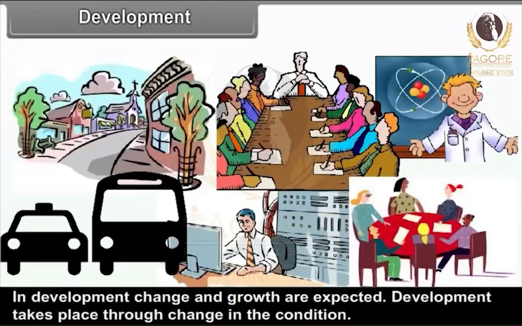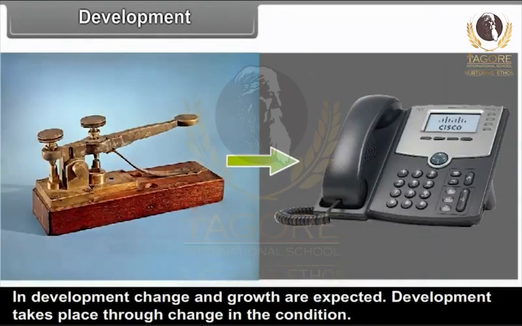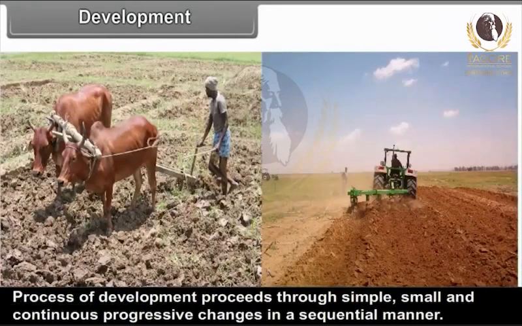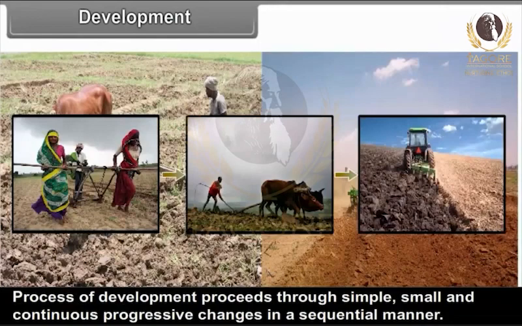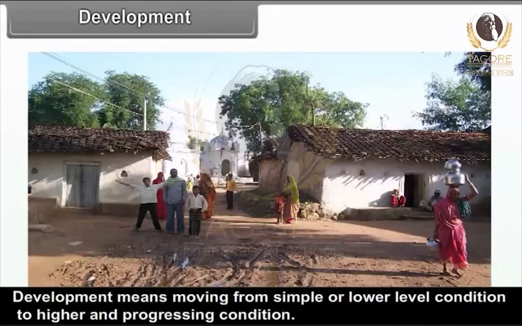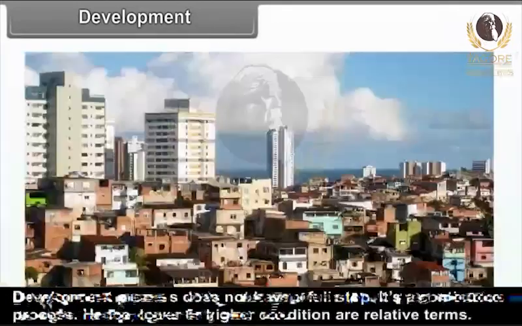Development. In development, change and growth are expected. Development takes place through change in the condition. Process of development proceeds through simple, small and continuous progressive changes in a sequential manner. Development means moving from simple or lower level condition to higher and progressing condition.